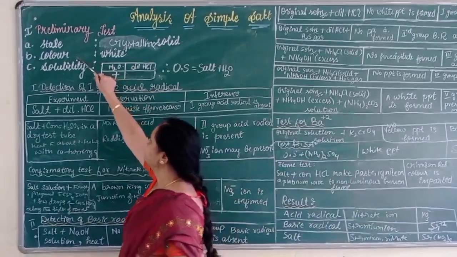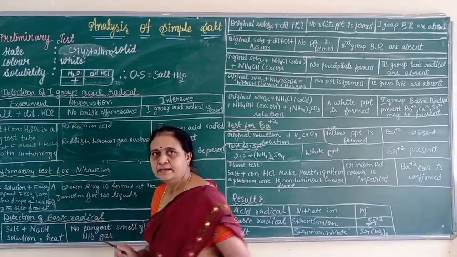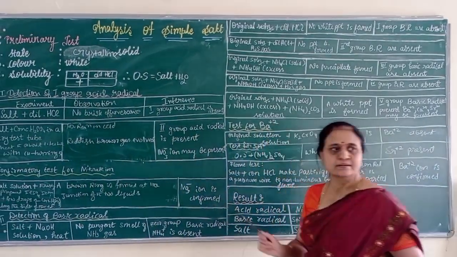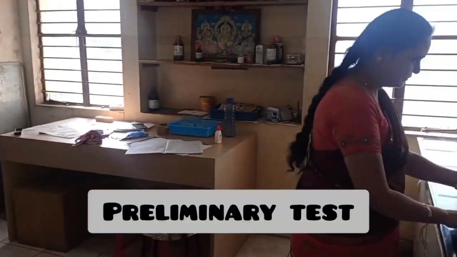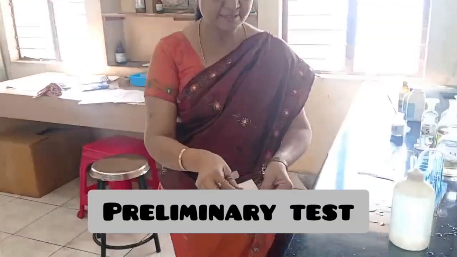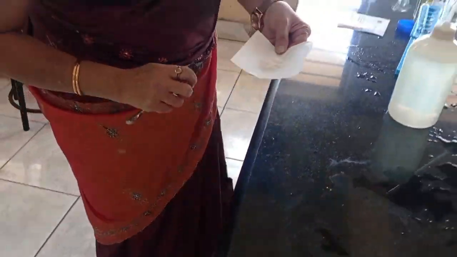Preliminary test can be done in 3 steps: state, color and solubility. Let us check state. State of our salt is crystalline. See, state is crystalline, color is white. Now I am checking the solubility.